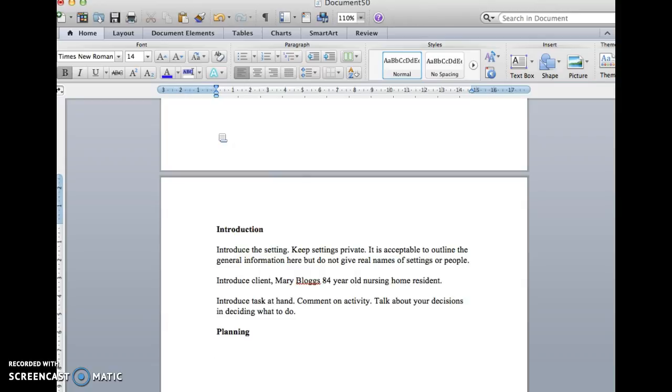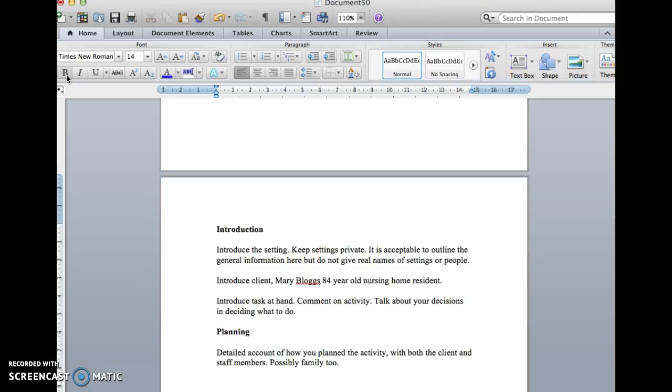Again, if I was to talk about planning an activity, I would expect a detailed account of how, and again guys, one thing is don't forget to unbold it, a detailed account of how you planned the activity with both the client and staff members, possibly family too, and that's dependent on the age of the client or whether the family is involved.